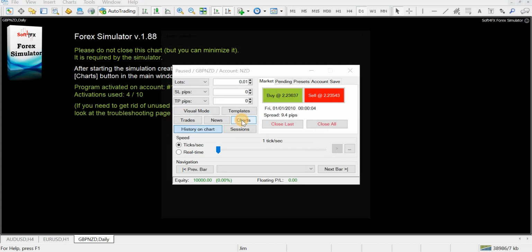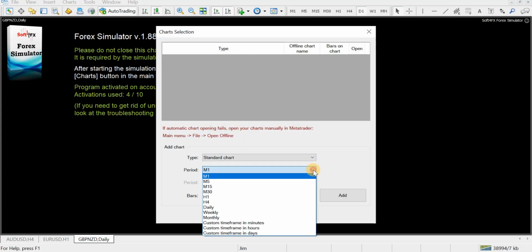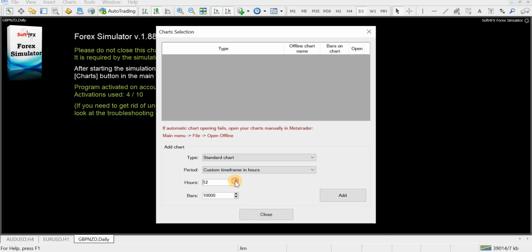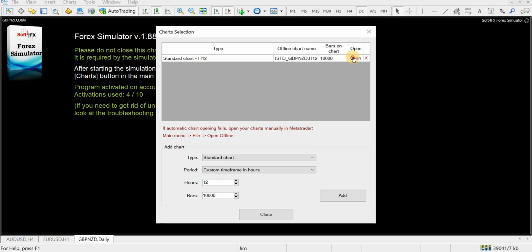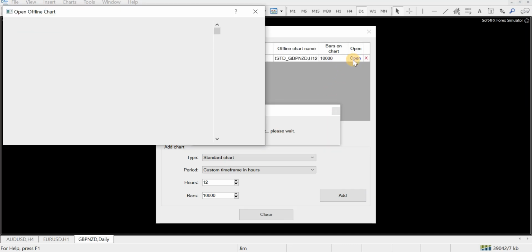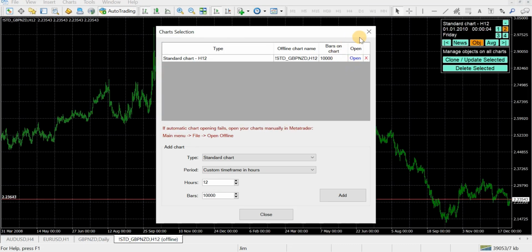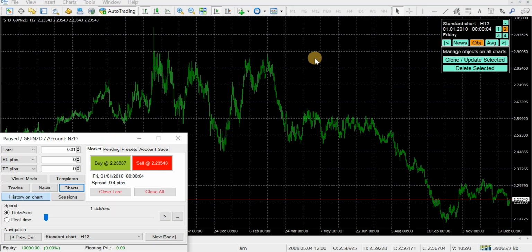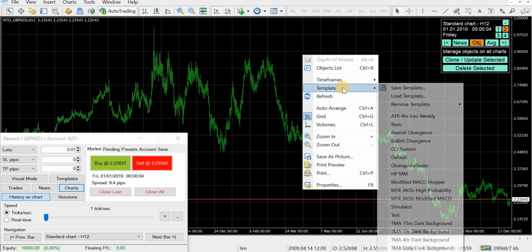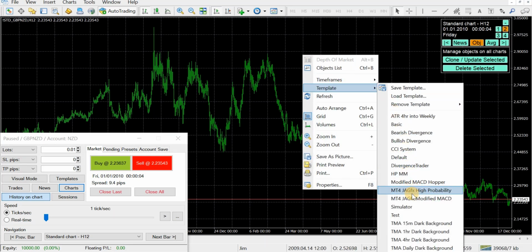All right, let's get a chart up. I might try something different, eh? We'll go for a 12-hour chart or something like that. Add the chart. Open. All right, there's the chart. So let's have a look. Right, this is just a simulator, so we'll get the chart on. We'll get my template up on it so we can see what we're doing.